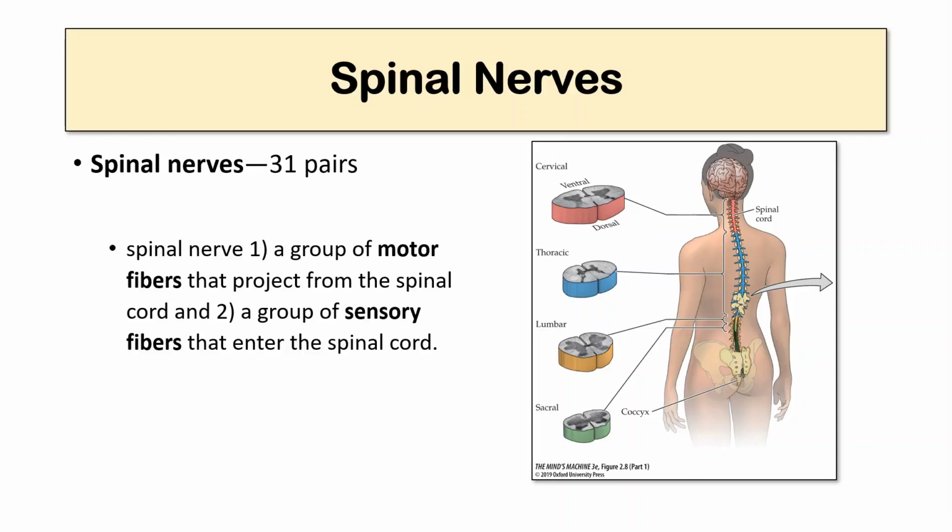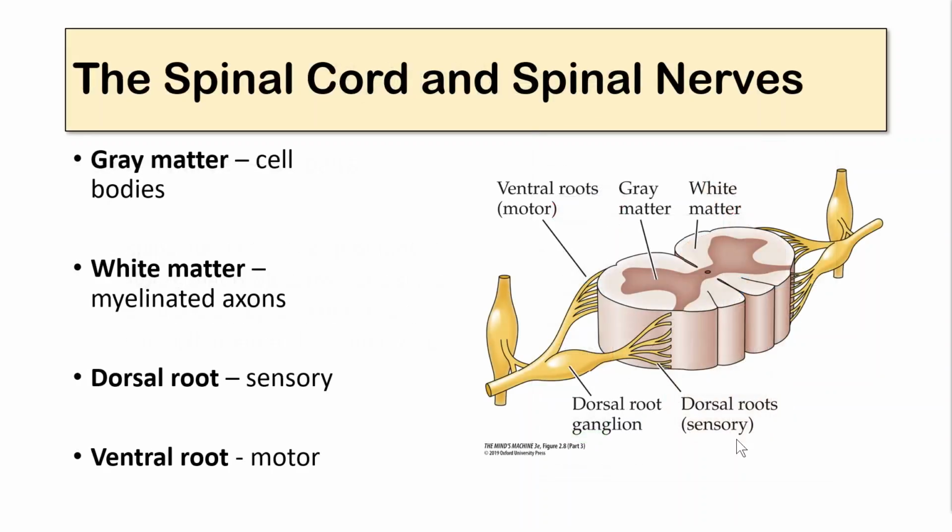But now let's look a little bit more closely at the spinal cord itself and where those nerves are coming into and going out of. So again, we're still talking about the spinal nerves, or parts of the peripheral nervous system. If we were to look at a cross-section of the spinal cord, you can see that there are two regions of nerves that are coming into or out of the spinal cord.